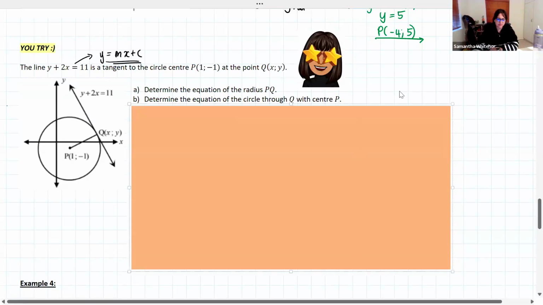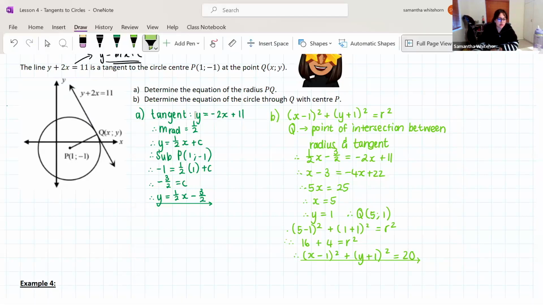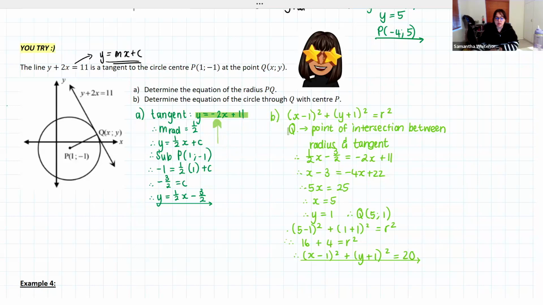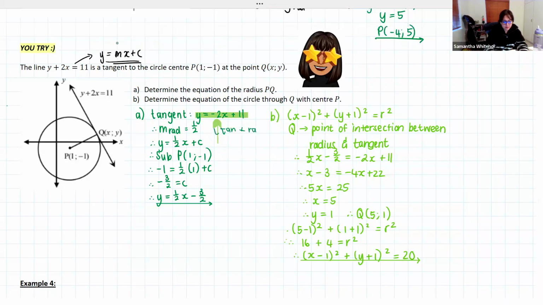Okay, guys, let's have a look. Right, so determine the equation of the radius. So we know, firstly, we need to put this into standard form. So y is equal to minus 2x plus 11. So the gradient of your tangent is negative 2, which means the gradient of your radius is a half. And so y is equal to half x plus c. You know that point P is on your radius, so you can substitute that in and you get y is equal to a half x minus 1.5 or 3/2.